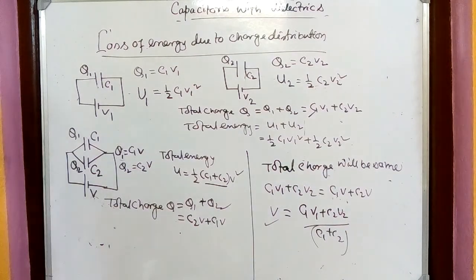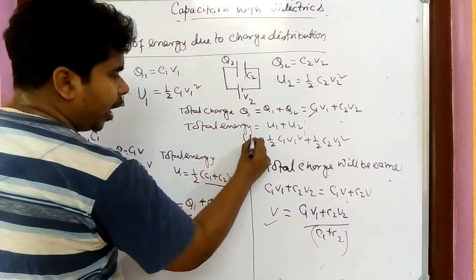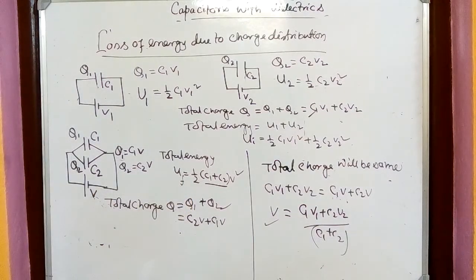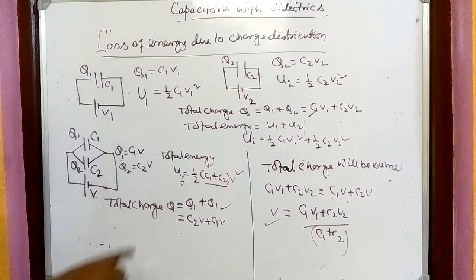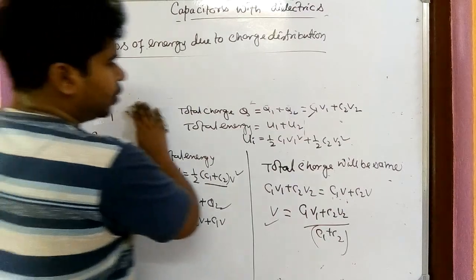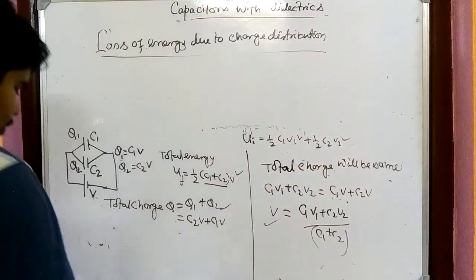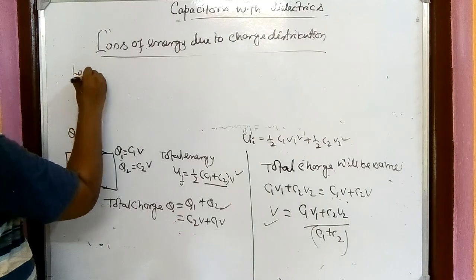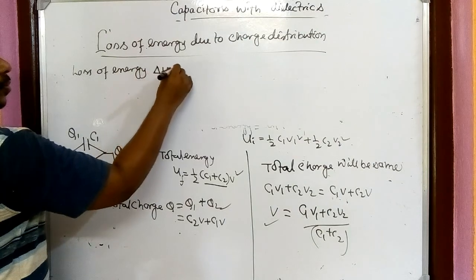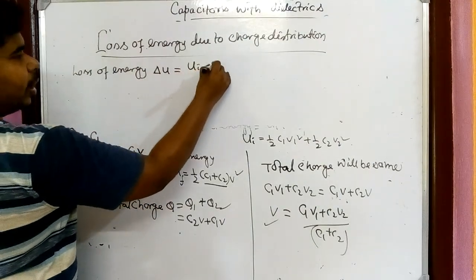How do we find that? The energy we had earlier, we have written here, it is UI, and whatever energy we have after connection, we subtract it, and by that subtraction we will understand the loss of energy. So I am erasing this. If you want to copy, pause it and then see it. Okay, so here I am writing loss of energy, delta U is equal to UI minus UF.